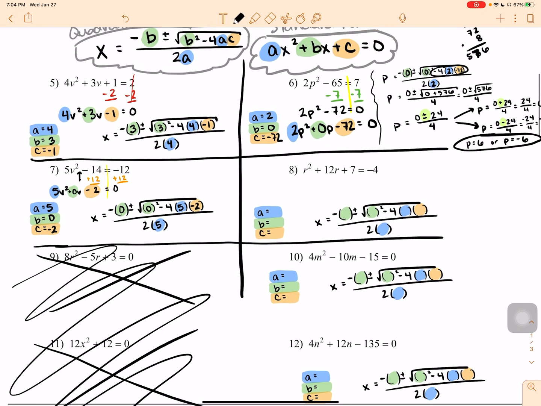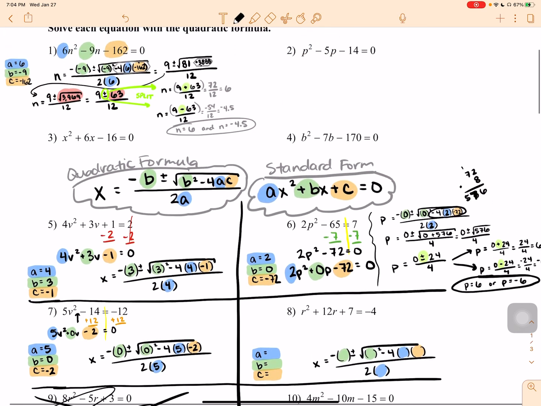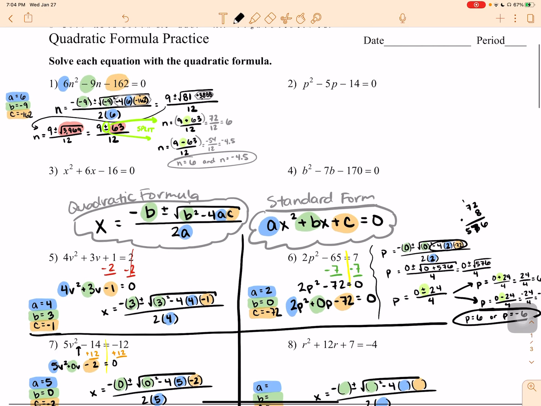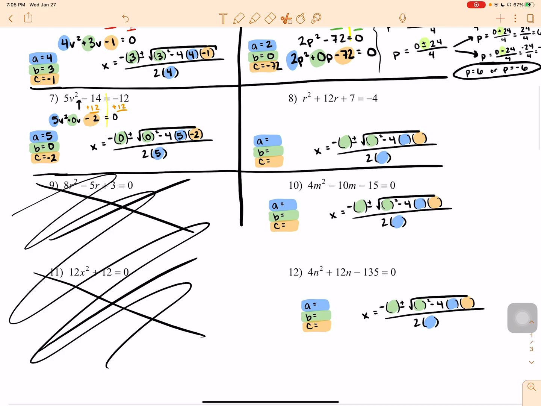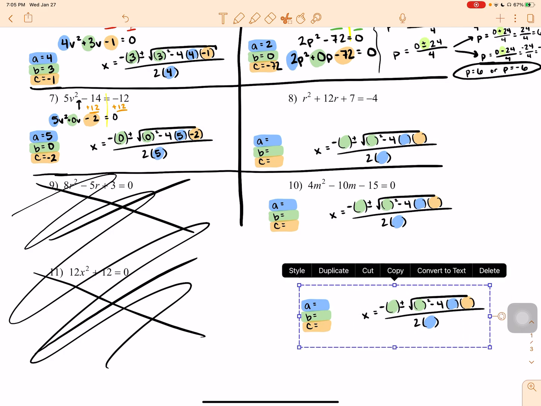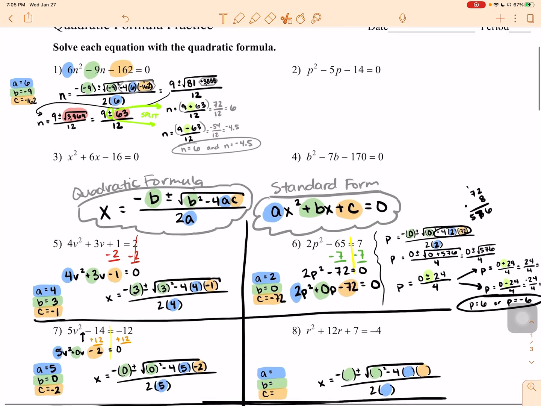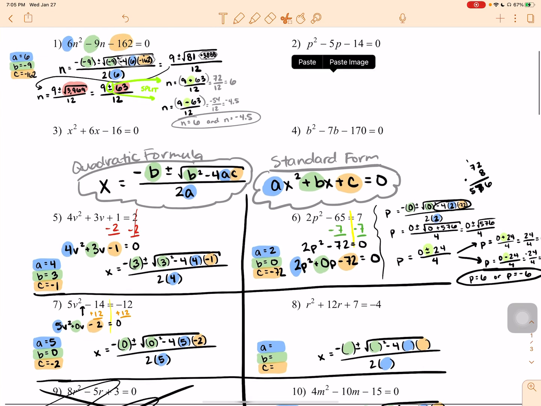So continue working on this and see how you do with the quadratic formula. There's a bunch of videos online as well. So once you get done watching this one, you can go ahead and find more online, how to use the quadratic formula.